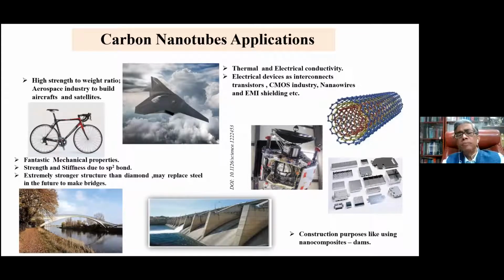Now, let me show pictorially some of the applications. We look for high strength to weight ratio. This is one of the examples. Lots of electronic devices need strength and stiffness materials. Even bridges are now being made with carbon nanotube applications with the matrix. Also, lots of construction materials. They're now using nano concrete and nano cement.